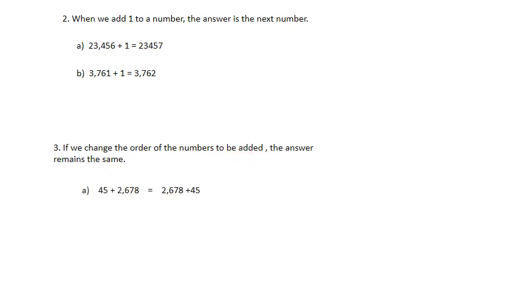For example, now look here, 45 plus 2,678. Now here we are going to change the order: 2,678 plus 45. Though here the order is changed, the answer will remain the same. Second one, 45,420 plus 2,678. We can write it as 2,678 plus 45,420. Here we have changed the order, but the answer will remain the same.